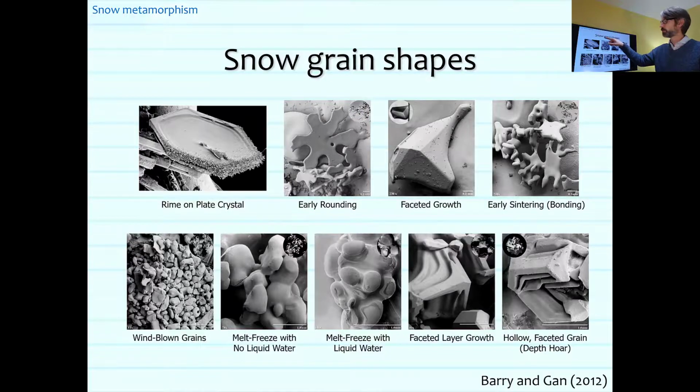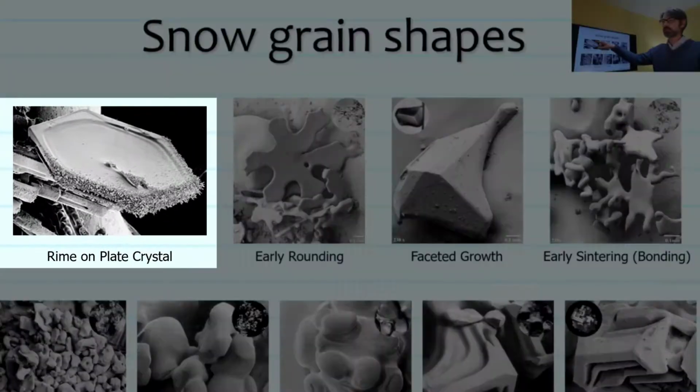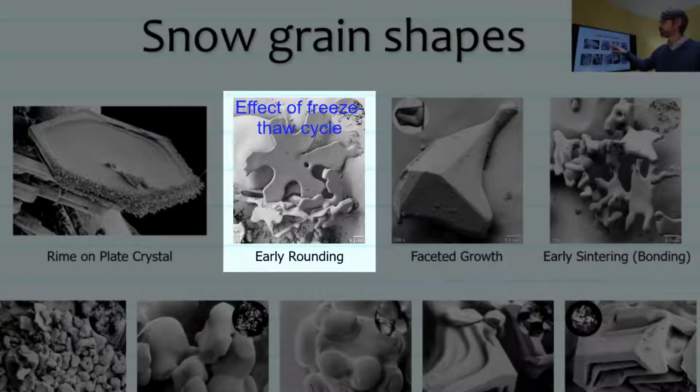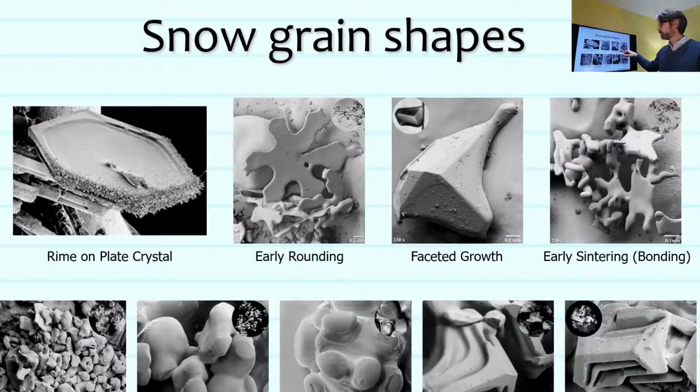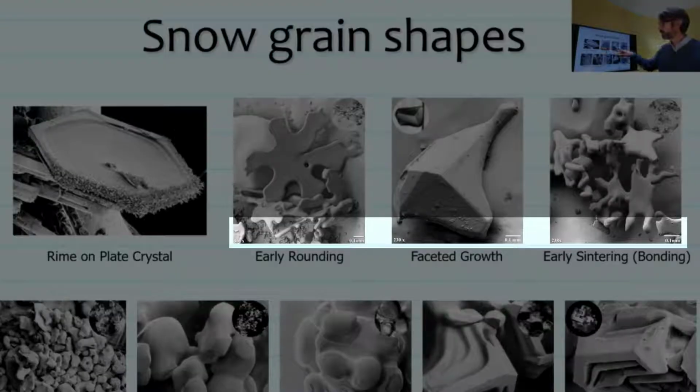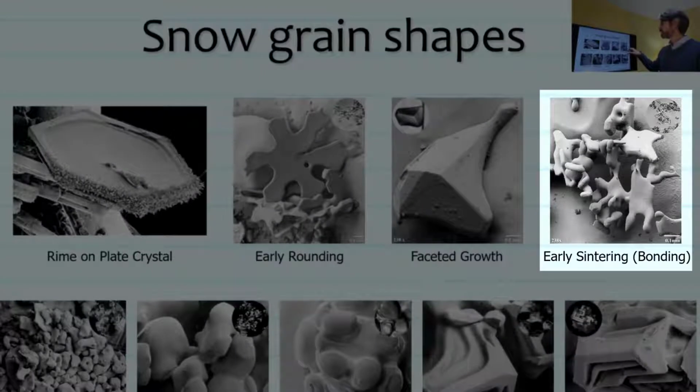Here are some examples of snow grain shapes. This is a sector plate with some rhyming around the edges. This is early rounding. This is faceted growth. Okay, these are all very small scales. So here we're looking at a magnification of 230 times. This bar here is 0.1 millimeters. And this is early sintering or bonding of the different crystals.